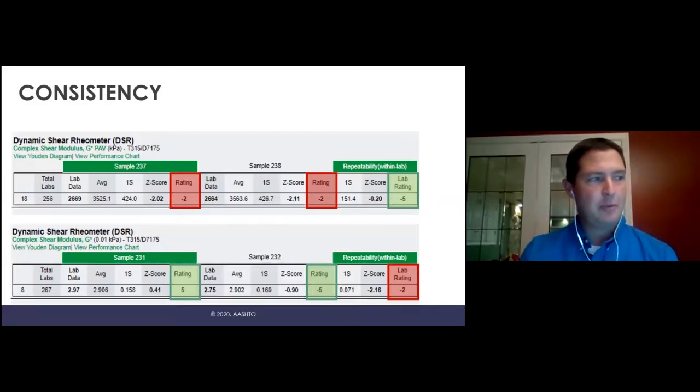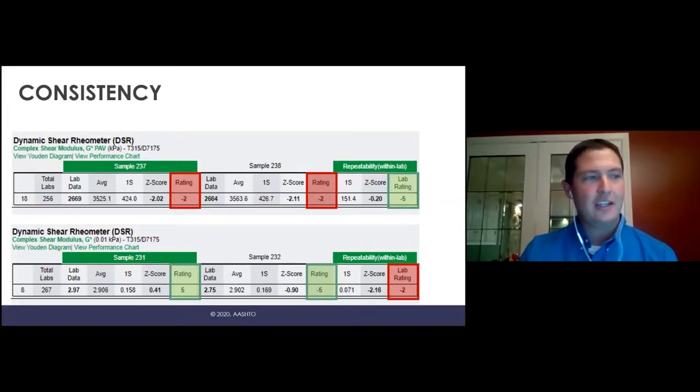And here are some examples of how that happens. You can see here in the top portion of this data, this is for an asphalt binder test. We have a laboratory that received ratings of -2 for both the odd and the even data sets. But their repeatability rating is a -5. And like I said, it's a measure of consistency. So you can see how in this case, they're very consistent, but there's something consistently wrong.